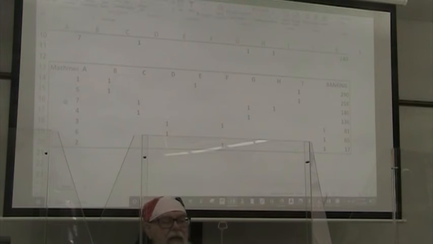Right, so I rearrange so that it's now machine 1, 5, 7, 4, 3, 6, 2, rather than a straight 1 to 7 like it was before.